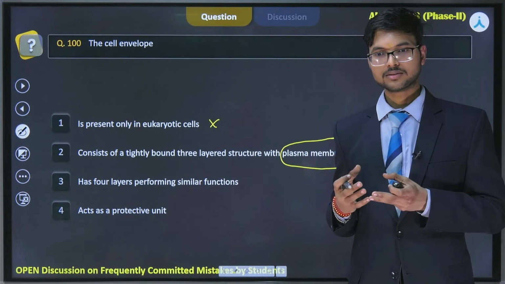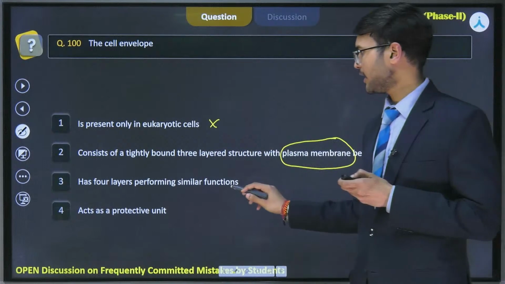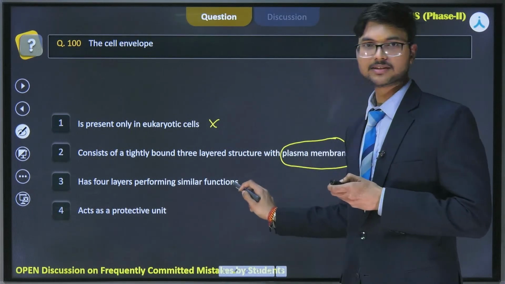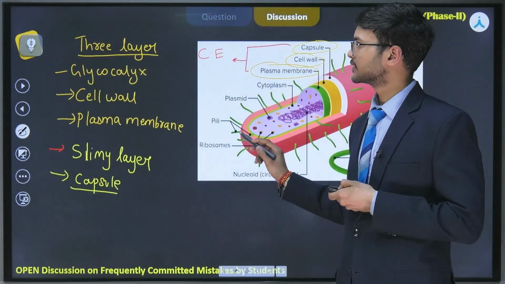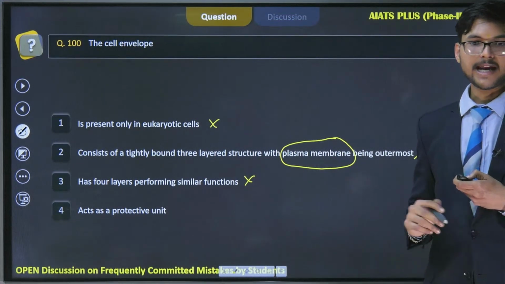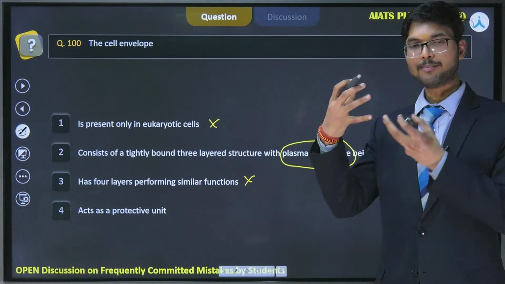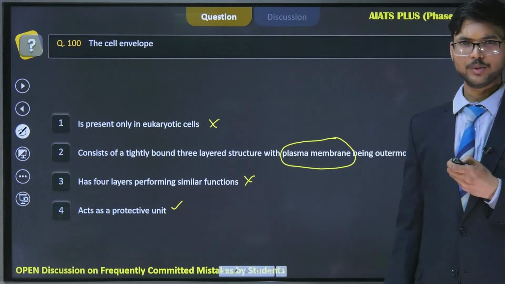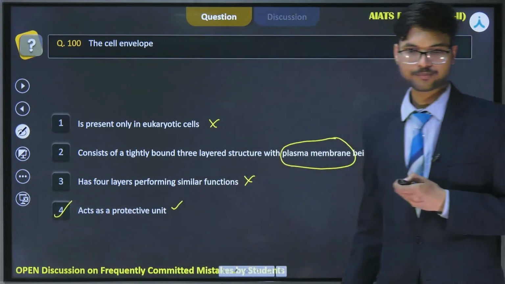Okay, Kumari. So the third option is "has 4 layers performing similar function." Has 4 layers? I have told you recently that it has only 3 layers. So this option is incorrect. And the fourth option is "acts as a protective unit." Yes, the cell envelope, as a complete unit, acts as a protection unit. So here the fourth option is the correct one.